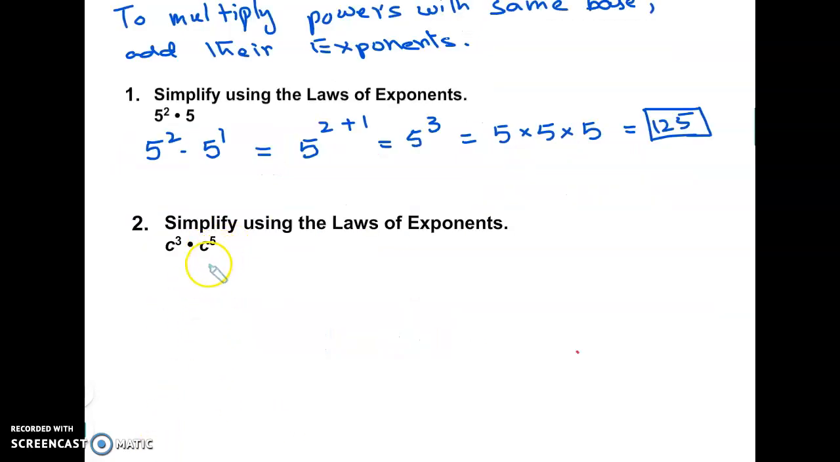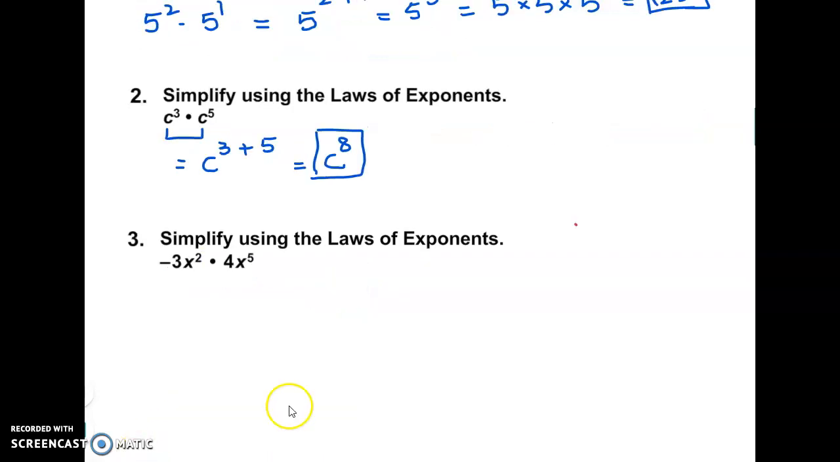Let's try a similar question with variables as the base. Now the question says simplify using the laws of exponents. So c to the 3rd exponent and c to the 5th exponent. We're multiplying them together, and I see the same base. So I apply the rule: keep the base, add the exponents, 3 plus 5. So c to the 3 plus 5 is c to the 8th. That's all we need to do. Now let's try another question. Simplify using the laws of exponents.